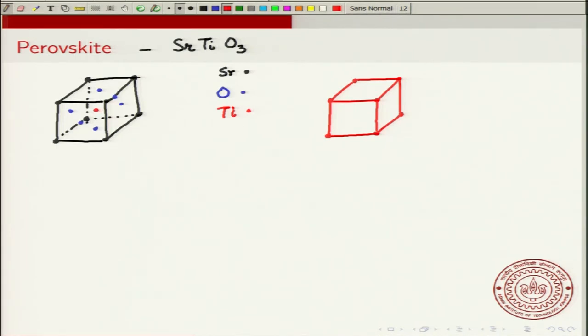And now with respect to the titanium, the oxygen atoms will be located at the edge centers. So these are the locations of the oxygen atoms, and the strontium will be located at the body center. I will show it again in black. So there are 2 equivalent ways of looking at this strontium titanate structure.